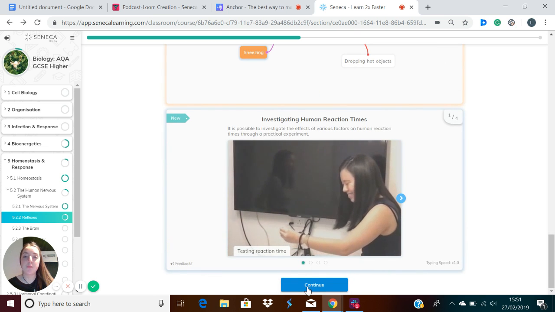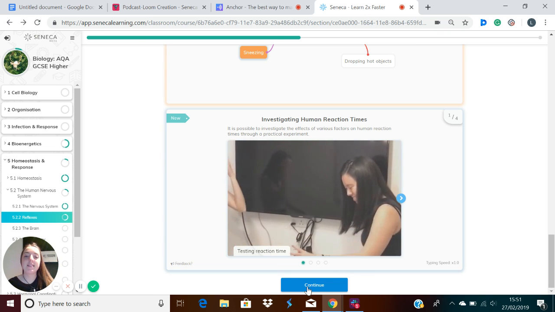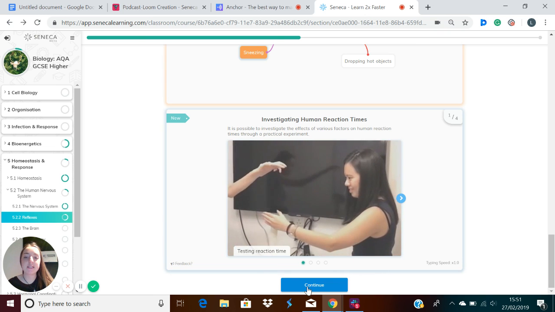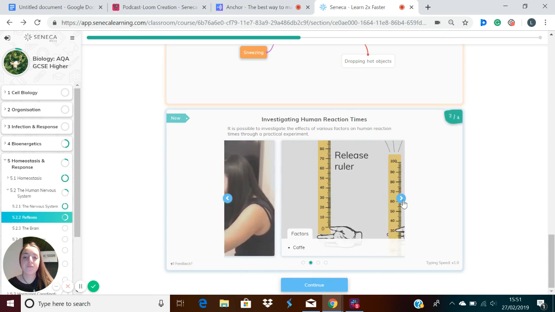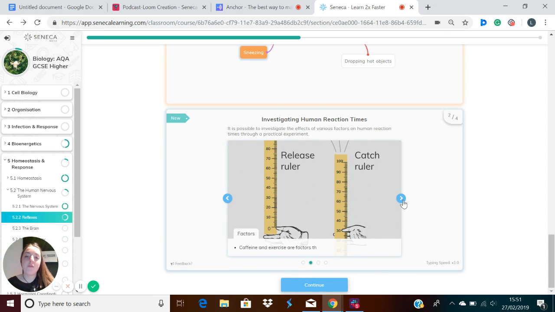So we can test human reaction time and see what affects it in a practical experiment. So for this experiment, what you can do is you can get a ruler, you hold it in a certain place, you drop the ruler and you catch it, and you can measure how long it has taken you to catch that again. And you can also see the distance on the ruler. Caffeine and exercise are factors that could affect human reaction time.